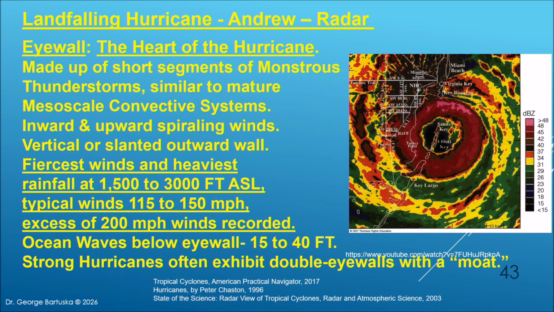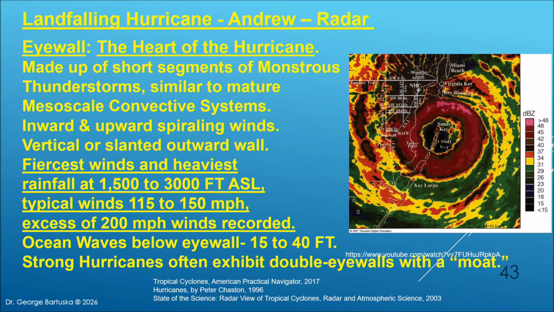Inward and outward spiraling winds, I'm going to show you in a minute. Vertical or slanted outward wall, I'm going to show you that in a minute. This is where the fiercest winds and heaviest rainfall at 1,500 to 3,000 feet above sea level are. Typical winds are 115 to 150 miles an hour. In excess of 200 mile an hour winds have been recorded. Ocean waves below the eye wall are 15 to 40 feet.